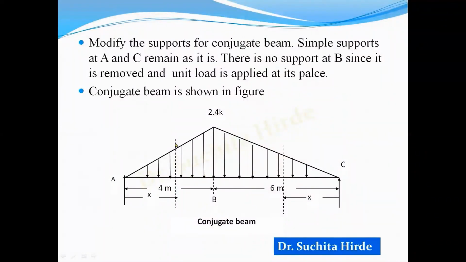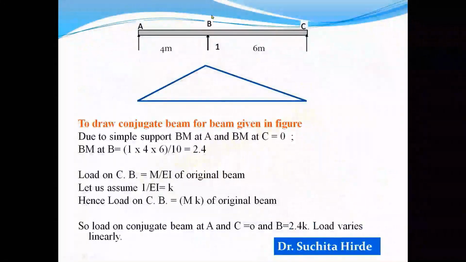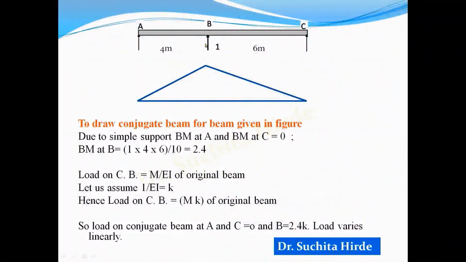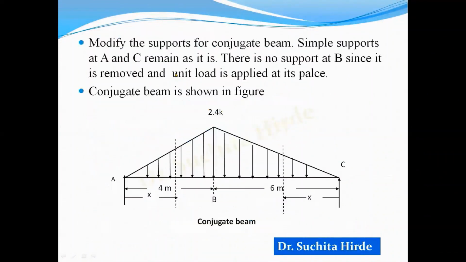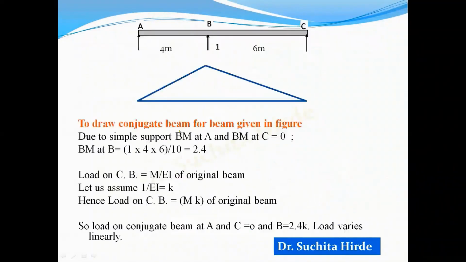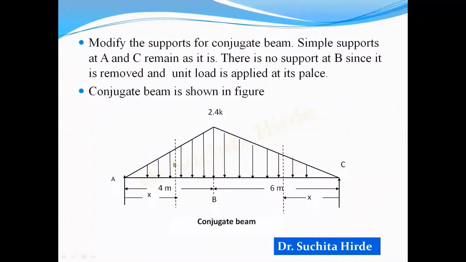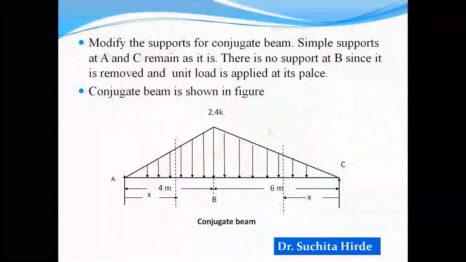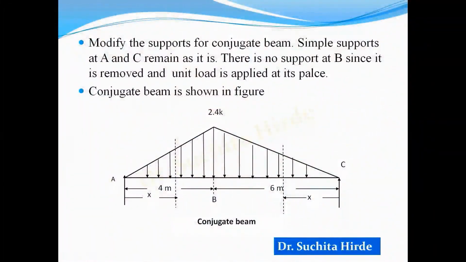Now why have we drawn this conjugate beam? Because we want the deflection in the original beam. And the theorem of conjugate beam states that the deflection in the original beam is equal to the bending moment in the conjugate beam at the corresponding section. Suppose I want to calculate deflection here, then I will calculate bending moment here. It will be the same. So this is how we can apply the conjugate beam method to calculate the deflection.